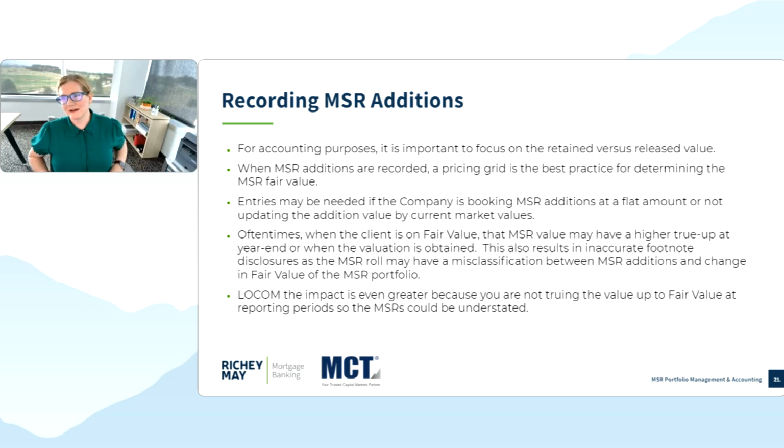What we typically see with that is when you just started retaining servicing, you picked a number and you stuck with it, and then you have a bunch of different types of product and it just doesn't get updated. But if you're on fair value at year end, it gets trued up anyway, but it messes up the roll. And so another thing that we'll see when you're not booking those MSR additions appropriately, or let's say you're on LOCOM, you book the MSR addition at a lower amount, and then you're amortizing it down really, really quickly.